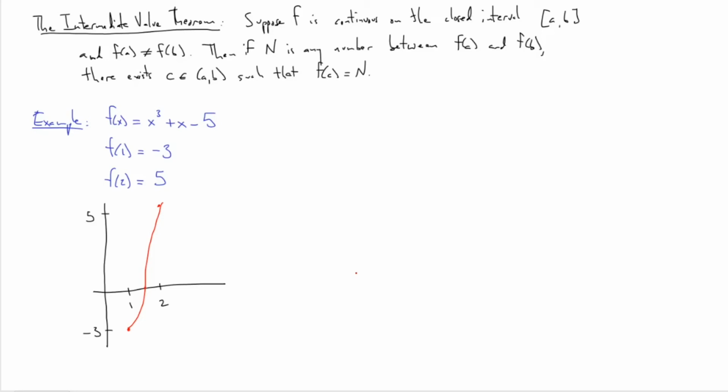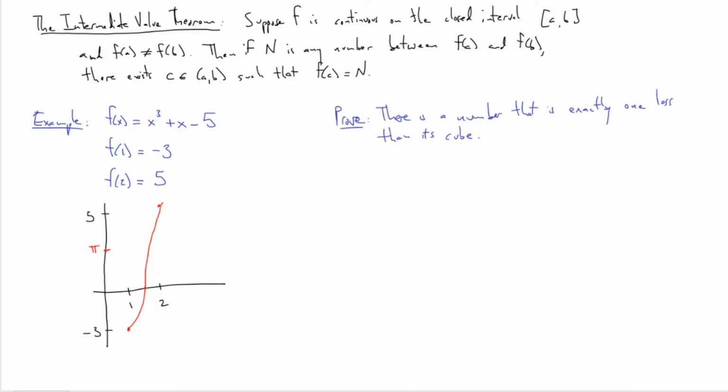All the intermediate value theorem says is that somewhere between 1 and 2, this function has to attain the value 0. It has to attain every value between negative 3 and 5. Is there some point between 1 and 2 where this function is equal to pi? Absolutely. How do you know? Because pi is over here somewhere. And so there is some value between 1 and 2 where this function gives you the value pi.